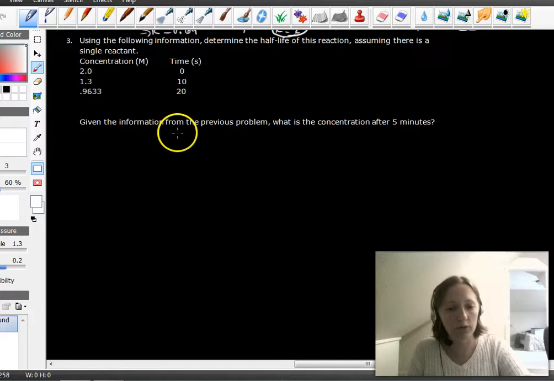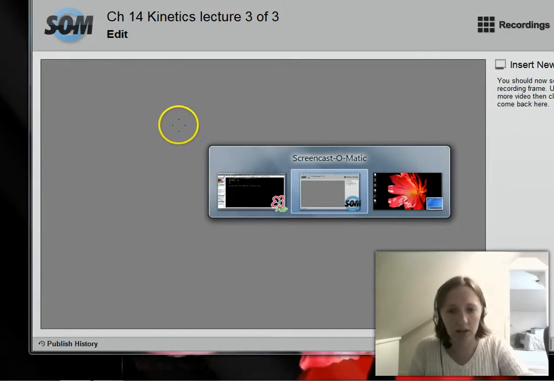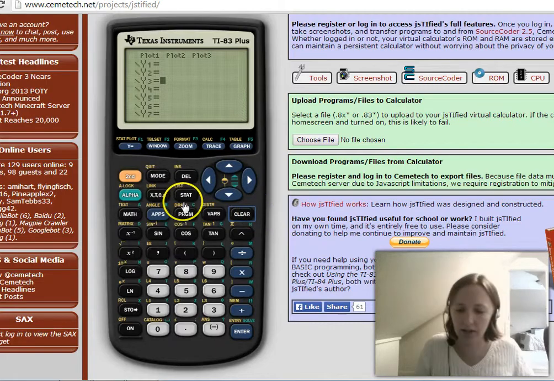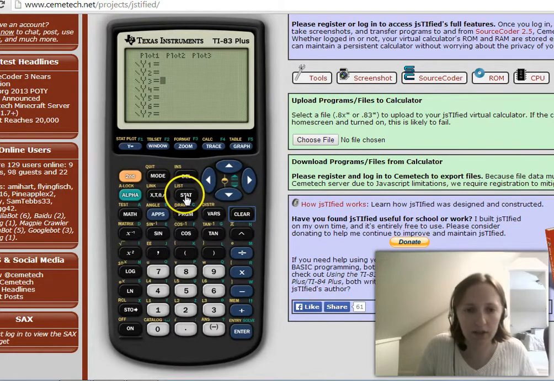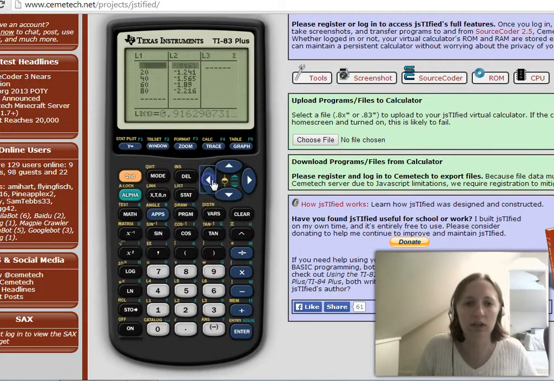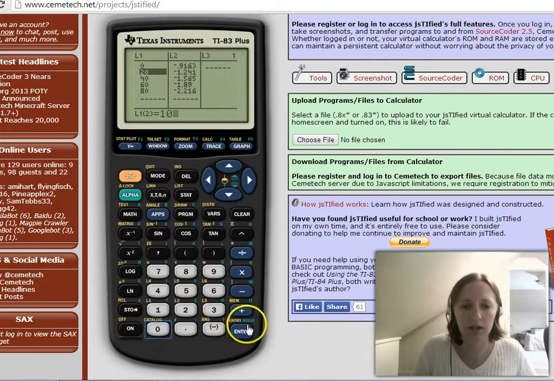You could graph them by hand, or you could use our handy-dandy calculator thing, which, let me go get that. Alright, here's my online calculator, so let's go to stat plot, edit my lists, change my list so that its time is 0, 10, and 20 seconds, and delete the extra entries, and go to this list, and let's hope that it's zeroth order. Let's see if it's zeroth order.